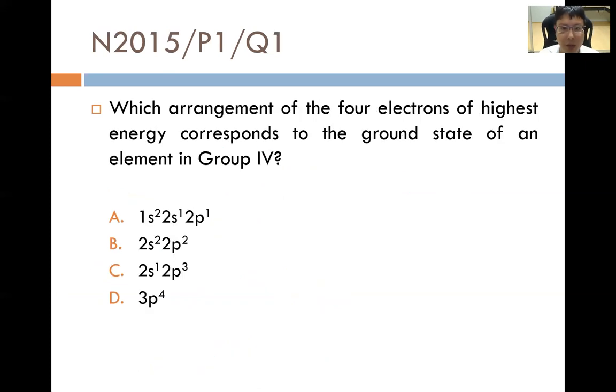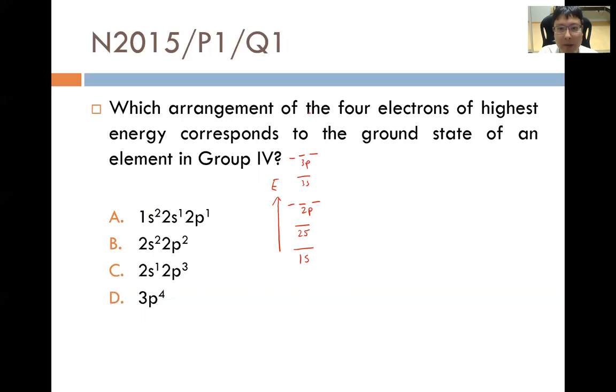The last question: which arrangement of the 4 electrons of highest energy corresponds to the ground state of an element in group 4? So as I mentioned before, for the ground state, it means that we have to fill up the electrons based off what we have studied previously. So the 1s orbital is right at the bottom, then the 2s, and then finally the 2p, the 3s, and then the 3p.